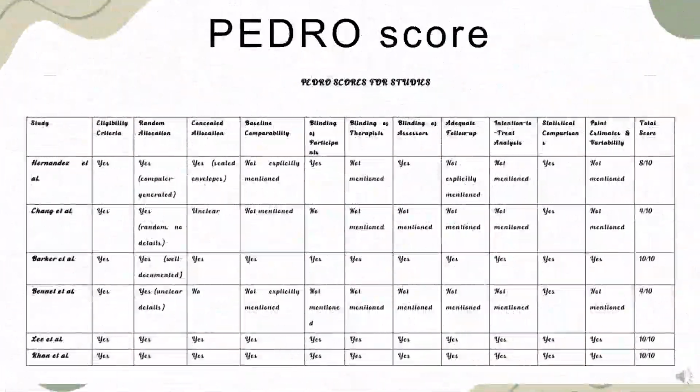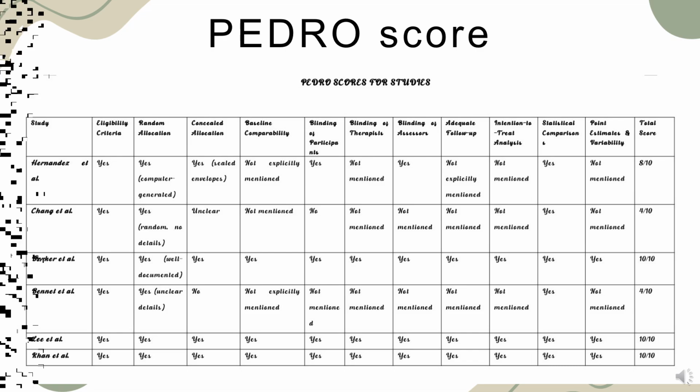Here are the PEDro scores for my studies. Here I selected 6 studies. The first study scored about 8 out of 10, the second study 4 out of 10, the third study 10 out of 10, the fourth study 4 out of 10, the fifth study 10 out of 10, and the sixth study 10 out of 10.